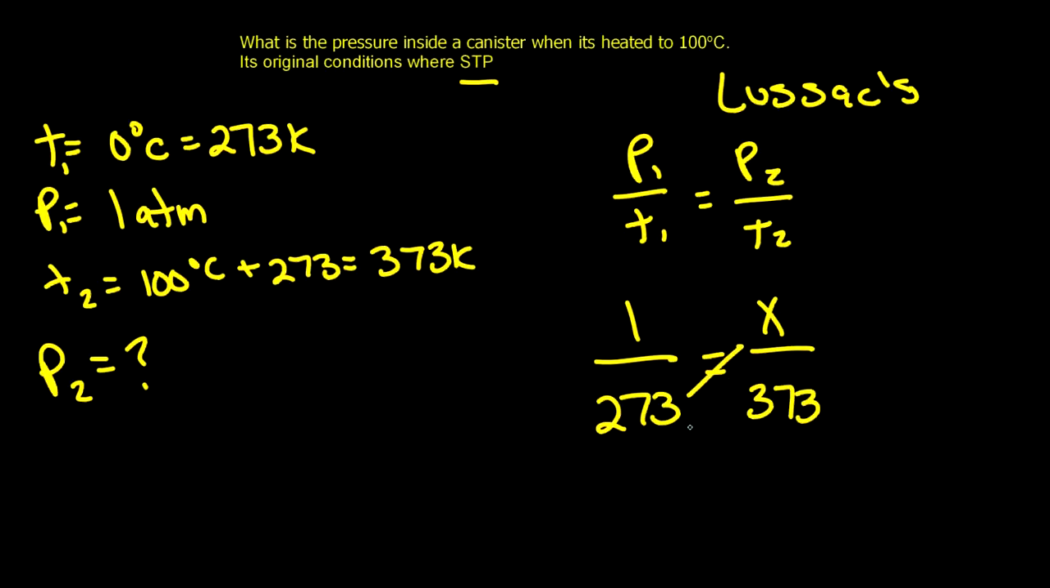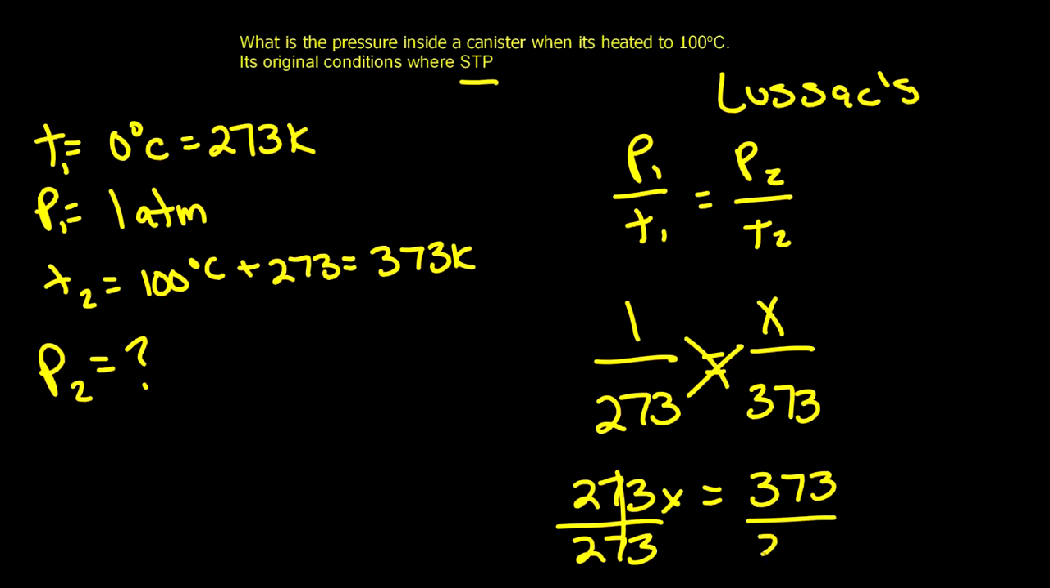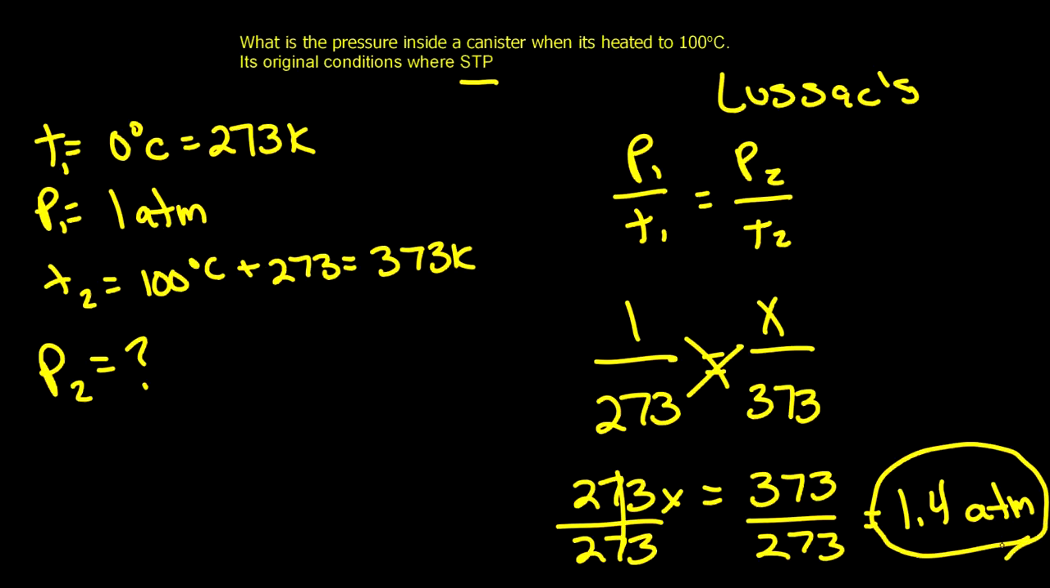Cross multiply 273 times x is 273x. 1 times 373 is 373. Divide by the value with x. 273 cancels. 373 divided by 273, and I get 1.4. 1.4 what? Well, we're looking for pressure. Our pressure was in ATM, so this is also ATM. There's our answer.